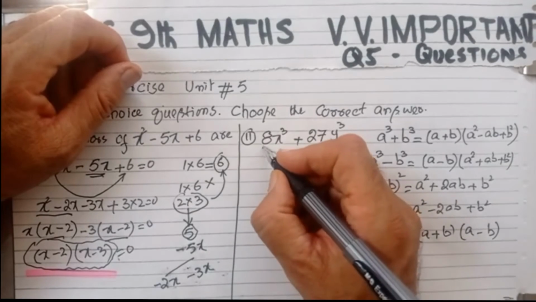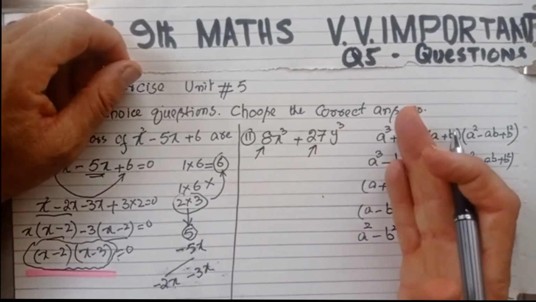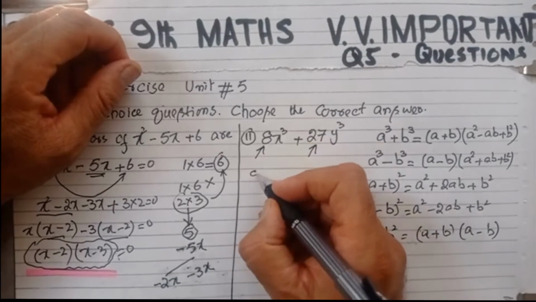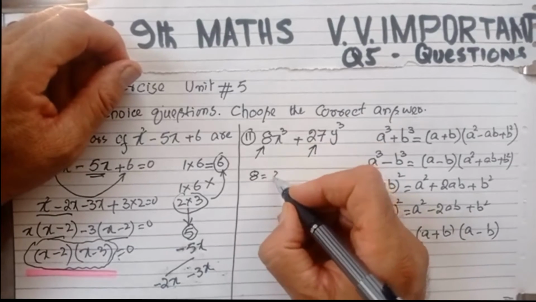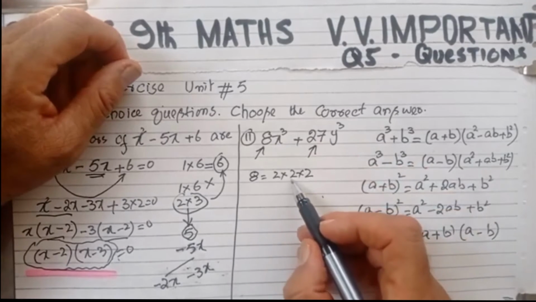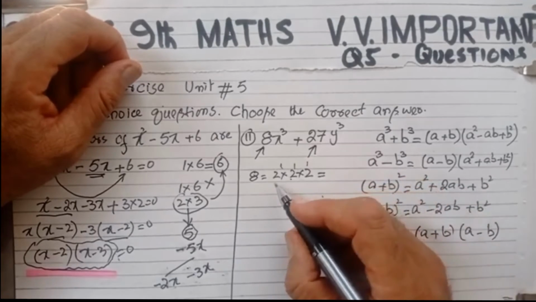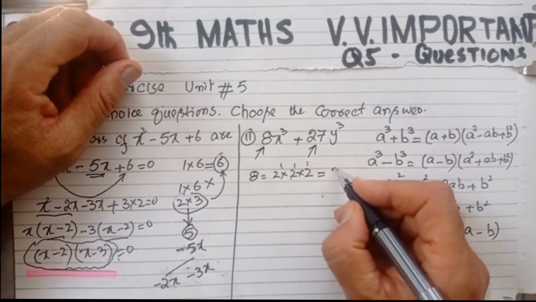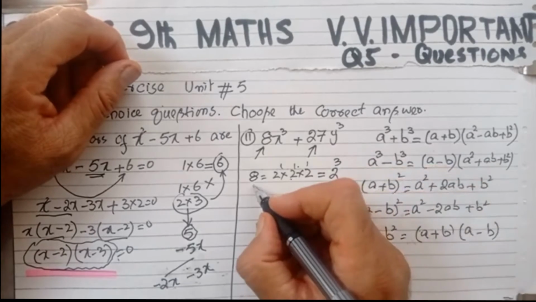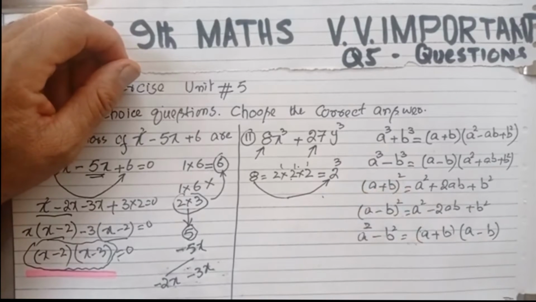Now over here 8 is there, and over here 27 is there. Just making you understand: 8 I can write as 2 into 2 into 2. 2 2s are 4, 4 2s are 8. Once these numbers are multiplied, their powers are added: 1 plus 1 plus 1, so 2 raised to the power 3. So instead of 8, I can write 2 raised to the power 3.